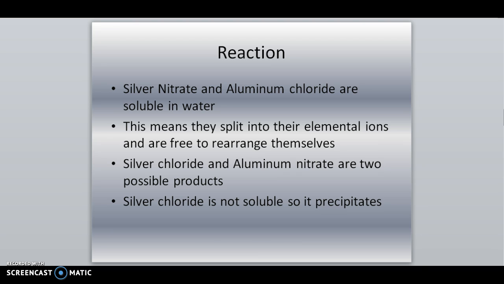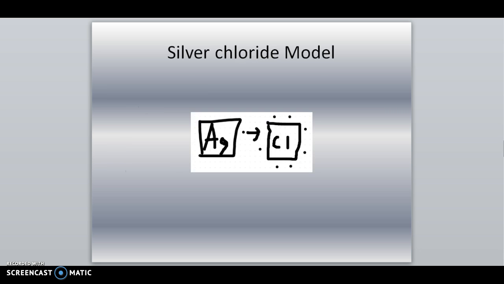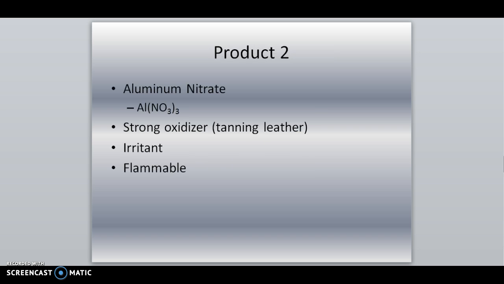Silver chloride is not soluble, so it precipitates out of the solution. The first product is silver chloride, AgCl, which is a mild irritant. It also forms strong reactions with chlorine, which you can find in a lot of city water, and the powder turns dark in light. That is due to a different reaction. There's my model for silver chloride. As you can see, the two ions came together.